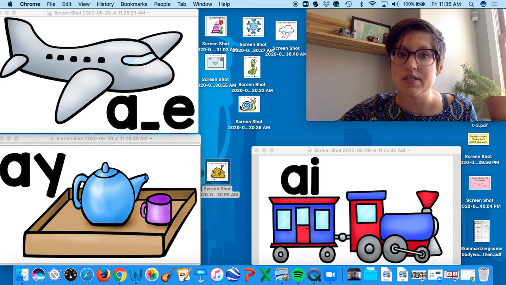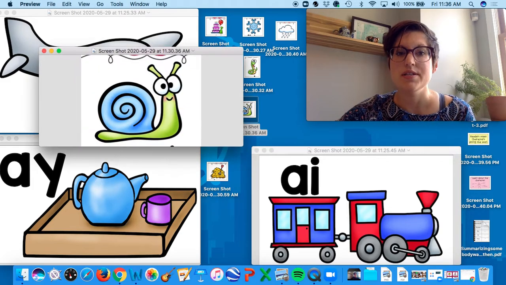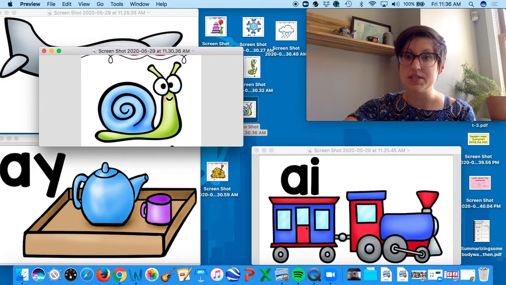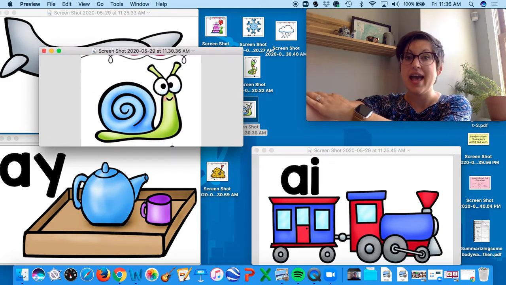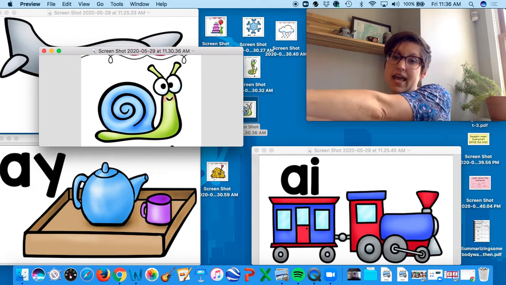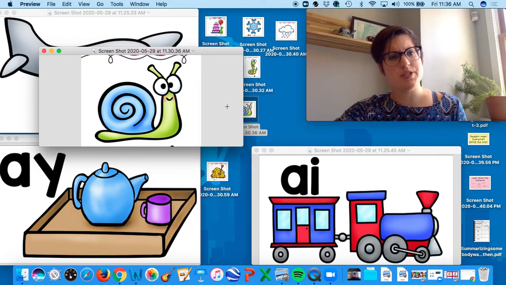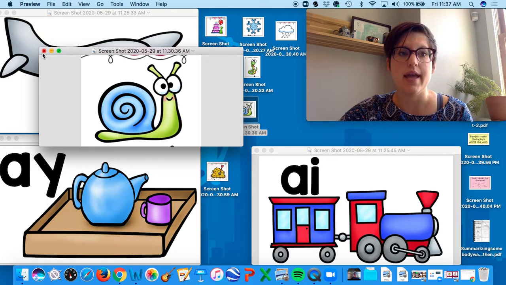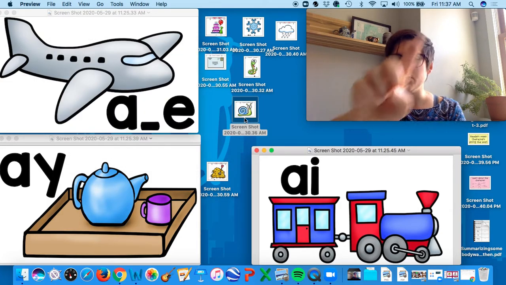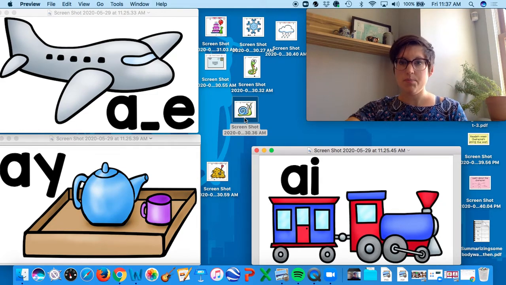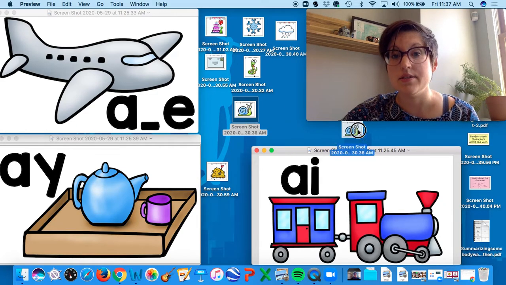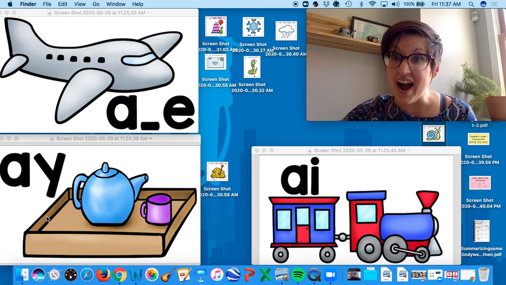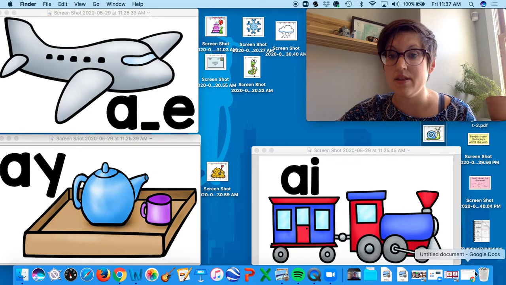Then our next word let's take a look at is the word snail. So let's sound that out. S-n-a-l. Snail. So think about where this one would go. I don't hear the A at the end, so it's either going to be an A silent E or an AI. So point to your screen where you think it would belong, and hopefully you pointed to the AI with our long A in the middle.